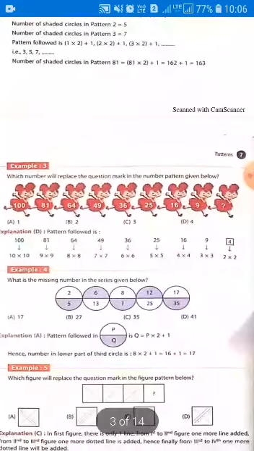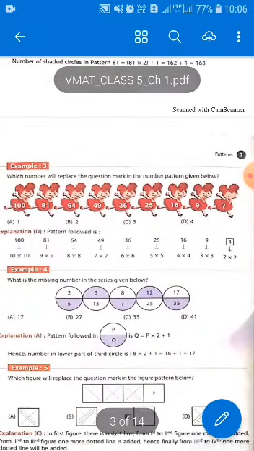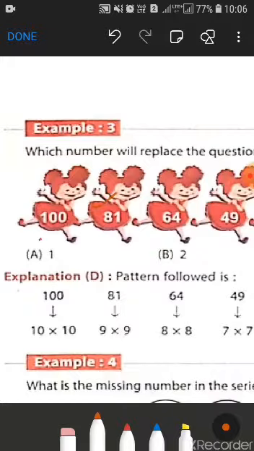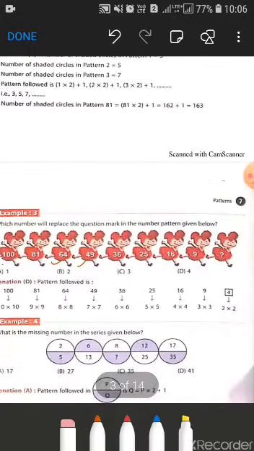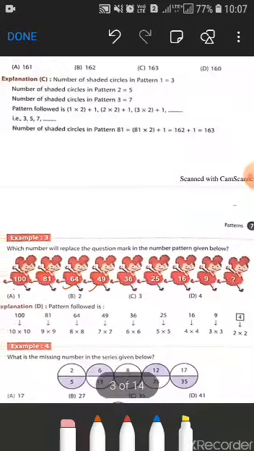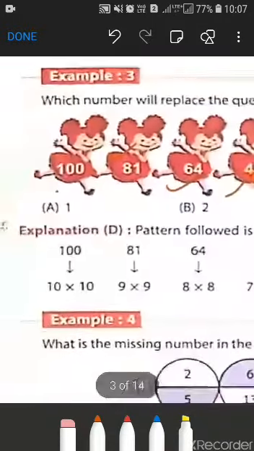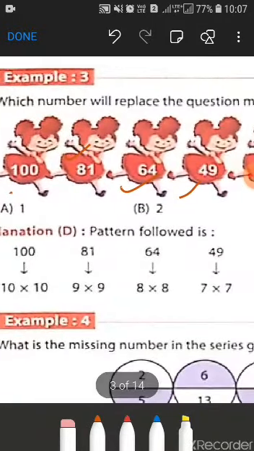Can you see that these dolls are joined? These are making a series, and as you can see here, this first doll has 100 as the number, the second has 81, then 64, then 49, and similarly we have a series. So what we have to do is find the pattern which this series is following.